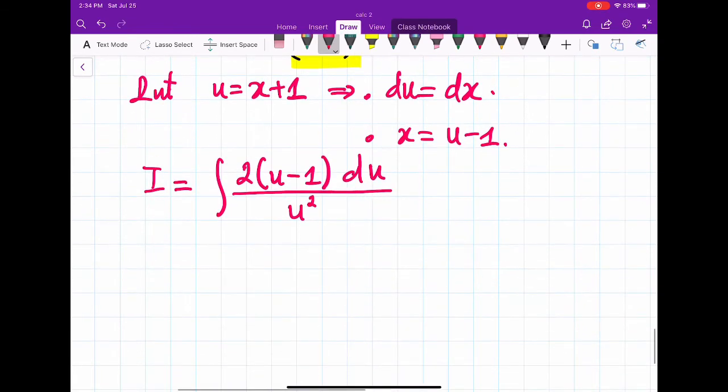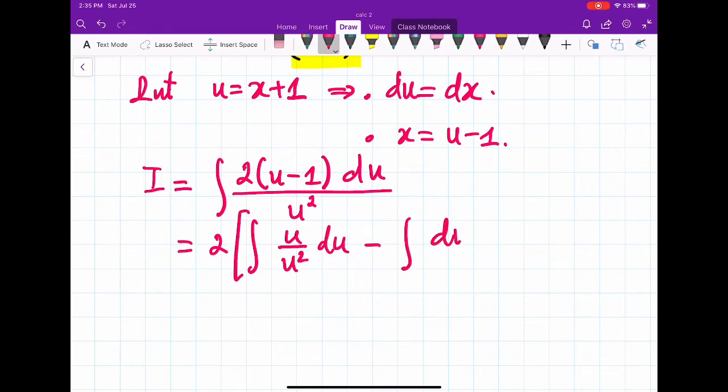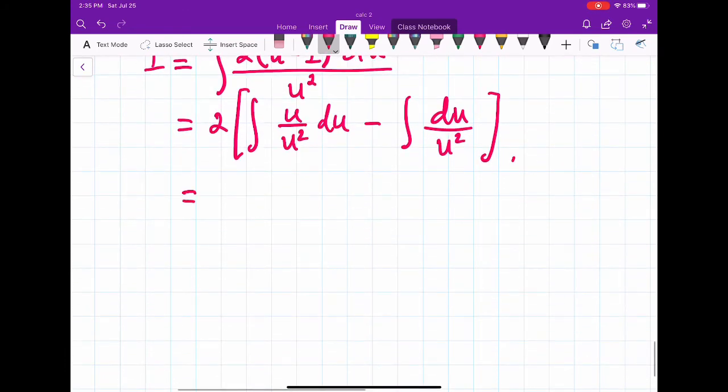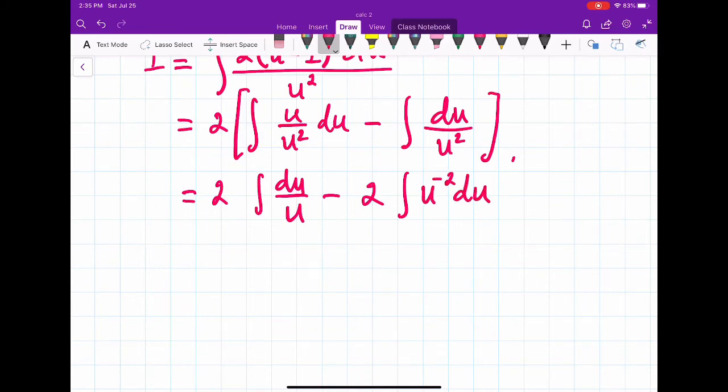I remember in Calc 1, when we studied integration, we solved such a problem. So I have 2 here, and then again I break u minus 1 over u squared into two functions. So I get u over u squared du, and minus du over u squared. From the first one, I get 2 times du over u, minus 2 times here. So u squared I rewrite as u to the negative 2 du, because we want to use the power rule.